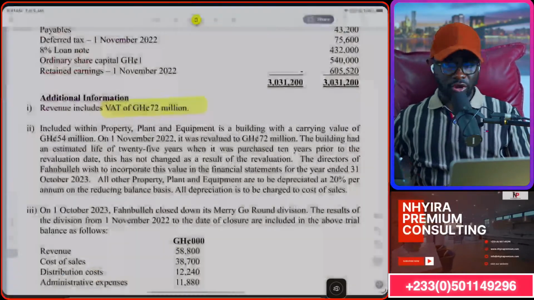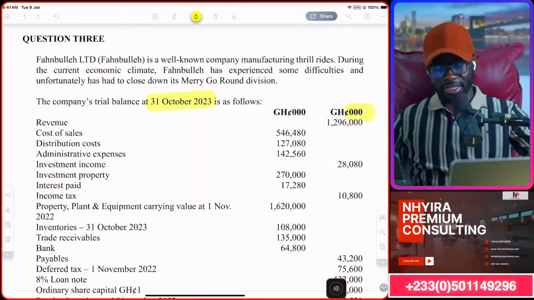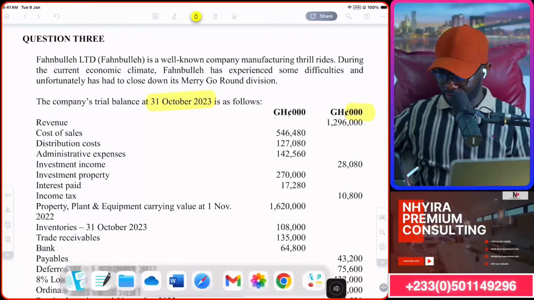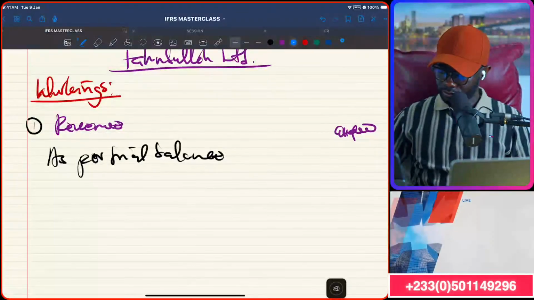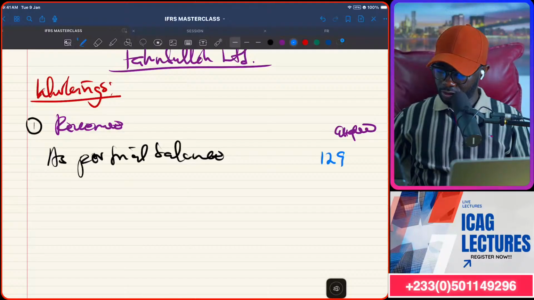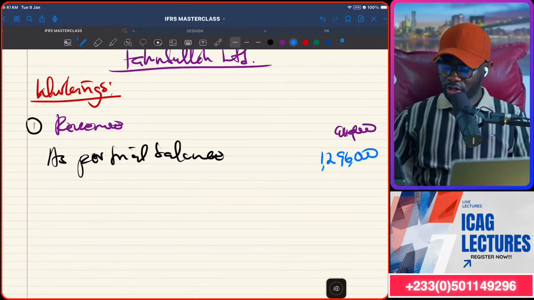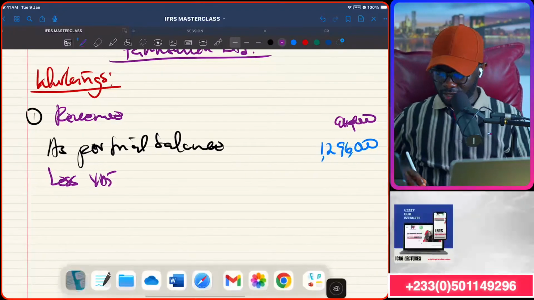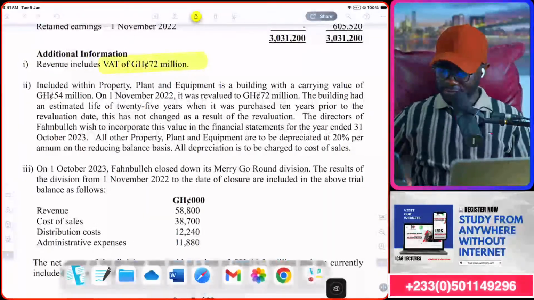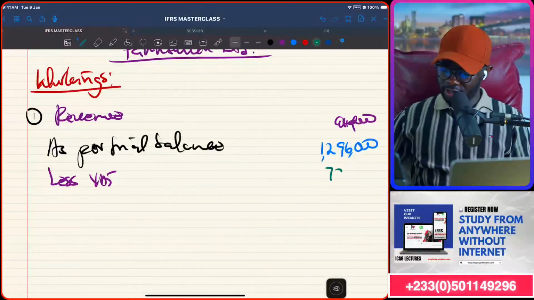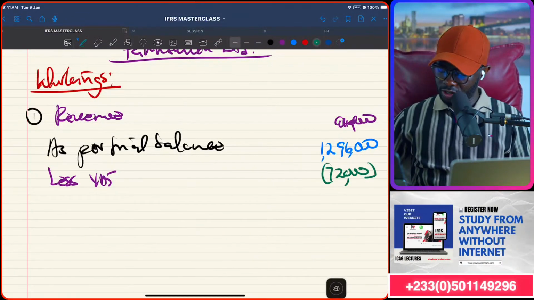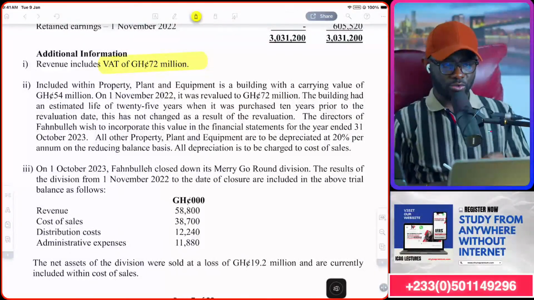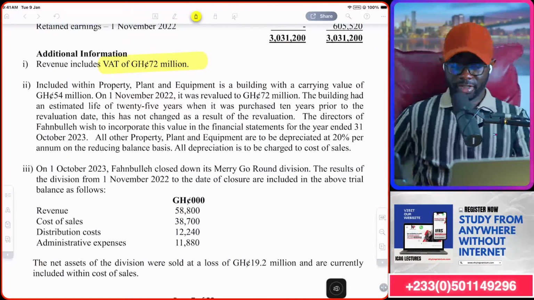So we check the trial balance. The revenue item is the first information, 1,296,000. So we're going to be lessing the VAT, which is included there. They said 72 million. We are working 3 zeros up. So that's going to be 72,000. So that is the idea there. So that's the adjustment we make for that note there. Let's continue.